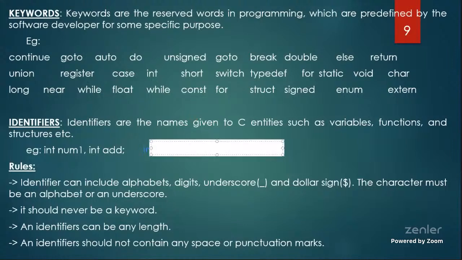For example, you're not supposed to enter like int 1num. This is invalid. Okay, this I'll consider as invalid. But how can we enter int num1? You can enter that. Always the variable name should not start with a digit, but it can end with a digit. So this is one more important point which is not included in this.